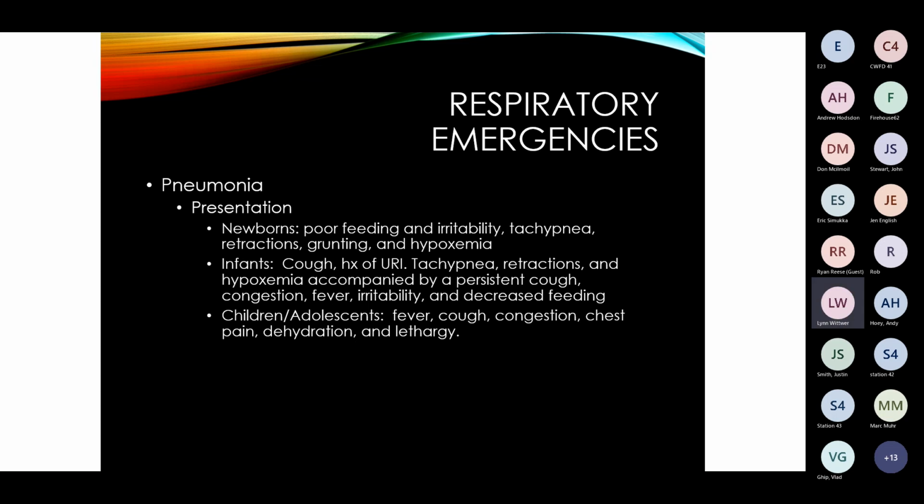With infants, they'll have a cough. You notice the newborns don't have a cough. Infants will have a cough, tachypnea, retractions, hypoxemia, accompanied by persistent cough and congestion, fever, irritability, decreased feeding, and they may become septic. Children and adolescents have a fever, cough, congestion, chest pain, dehydration, lethargy. They also may present in shock, possibly septic.